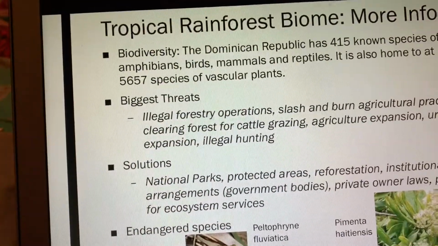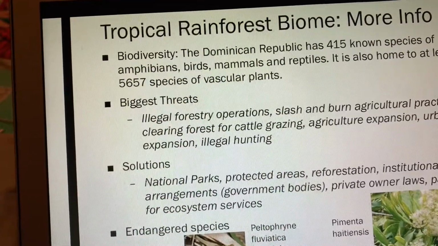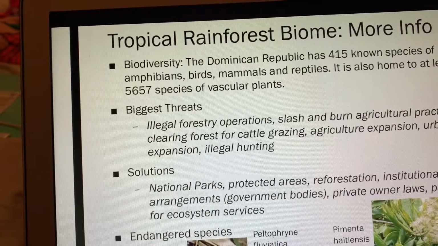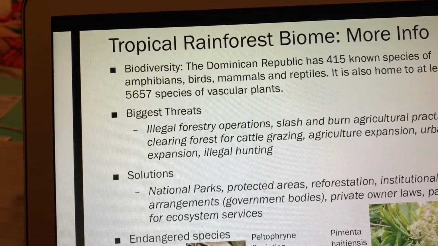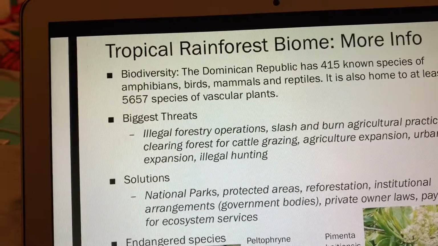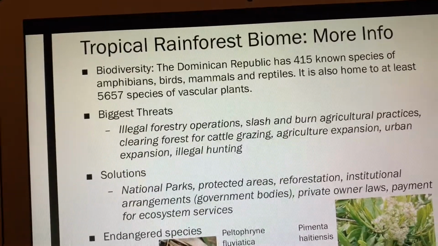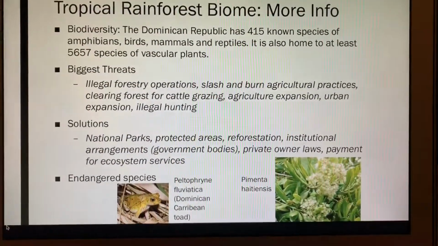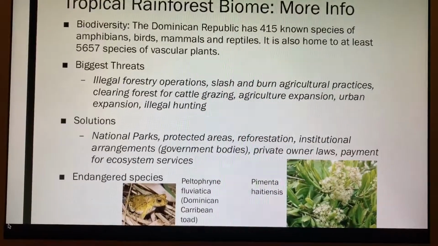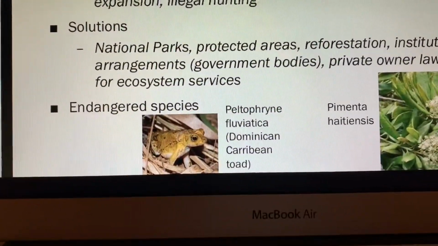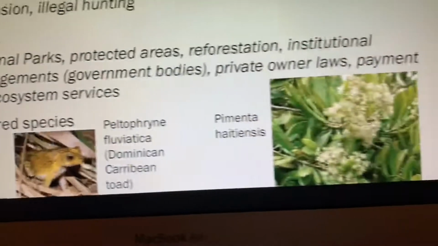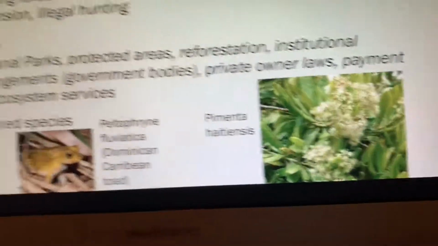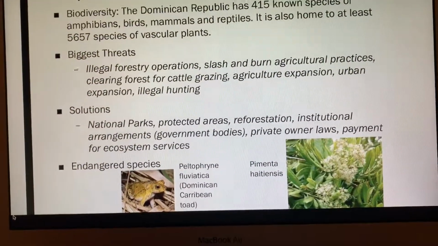So they must register, and then once they are registered, landowners can apply to the government and obtain a certification that their land is ideal for forest growth, and then they will get funding for reforestation if they are eligible. And then the endangered species of the tropical rainforest biome include the Dominican Caribbean toad, as you see there, and the Pimenta haitiensis. Sorry, I do not know how to say this. Both of these are endemic to the Dominican Republic.